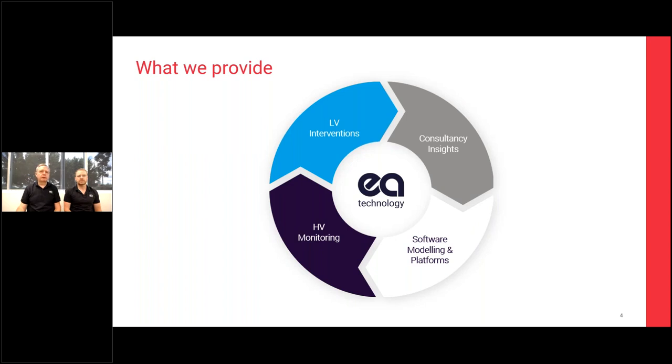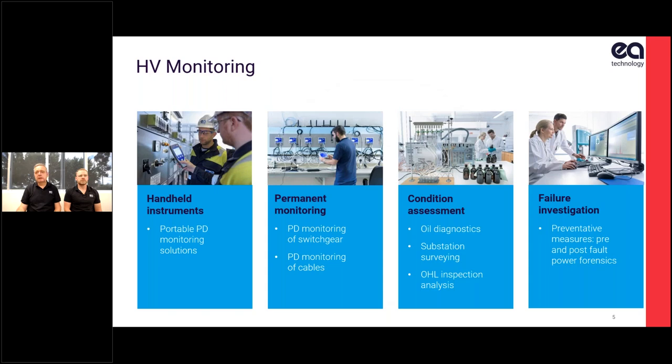Today we're really going to be concentrating on one area, the HV monitoring side of the business. In HV monitoring, we do things from supply and use of handheld equipment, and we'll talk a lot about that today in the partial discharge elements, all the way to permanent monitoring, other condition assessment, diagnostics, substation surveys, overhead lines, etc. And of course, it's always important to remember, once you get a failure, it's an opportunity to learn. If you can carry out failure investigation, you can see what sort of condition information you could have seen in advance to try and prevent that. So it's closing the loop, and we do a lot of work in that area as well.